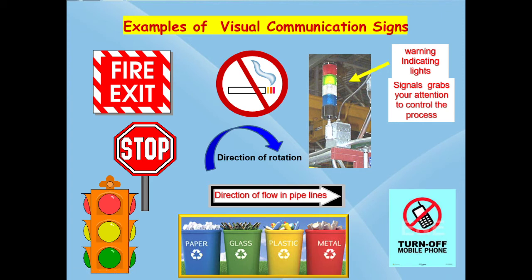Direction of rotation, stop sign, this is a traffic signal, and these are different colored bins used to throw your waste, like paper, glass, plastic, metals, turn off mobile phones, direction of flow in pipelines for all the steam, water, condensate, oil, everything.